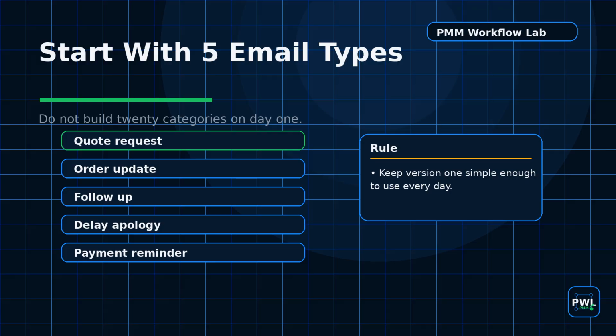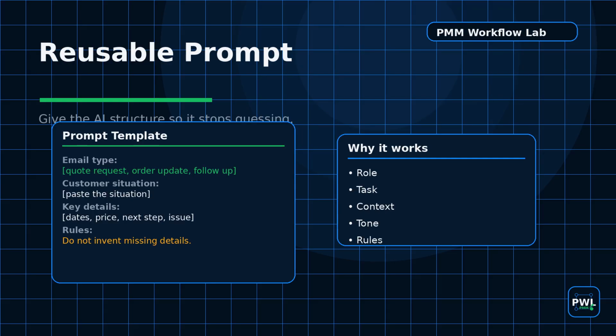Start by listing the emails you repeat the most. For most small businesses, I would begin with 5 categories: quote request, order or project update, follow-up after no response, delay or issue apology, and payment or invoice reminder. You can always add more later, but do not start with 20 categories. Keep the first version simple enough that you will actually use it.